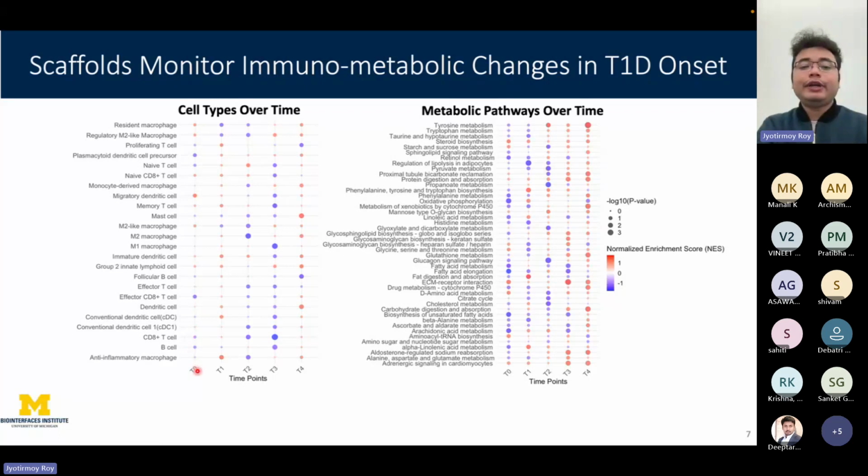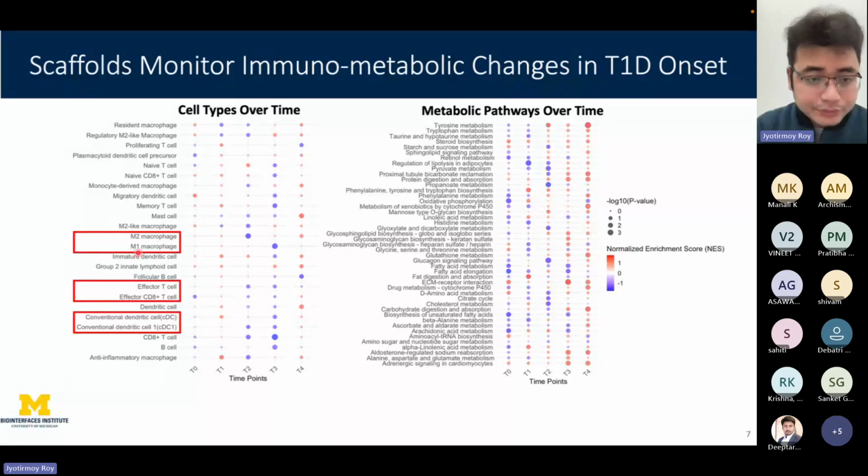And at each time point, T1 to T2, we compared the progressor versus the non-progressor. So if it is red, it means it is upregulated in the progressing. If it is blue, it means it is downregulated in the ones which are progressing to type 1 diabetes. The size of the bubble basically denotes the log p value. So if it is bigger, it means it's more significant as compared to the smaller bubbles. So what we saw was as follows.